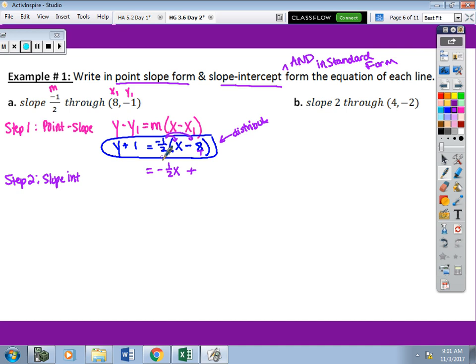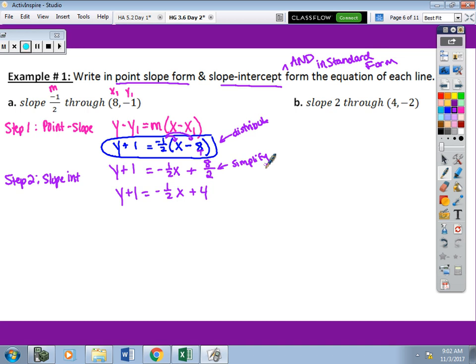To multiply fractions, you just multiply tops and bottoms. So again, negative 1 times negative 8 will get me a positive 8. 2 times 1 will get me a 2. Bring down what we had over on the left. And then we can simplify. We know 8 divided by 2 is just 4. So all I did here was simplify.